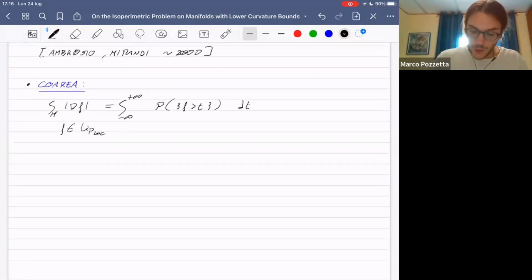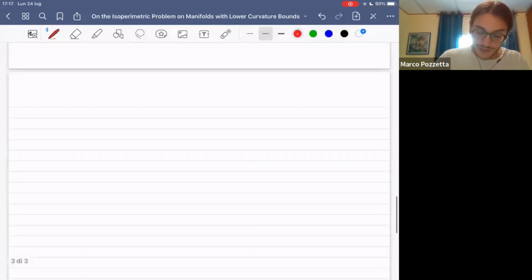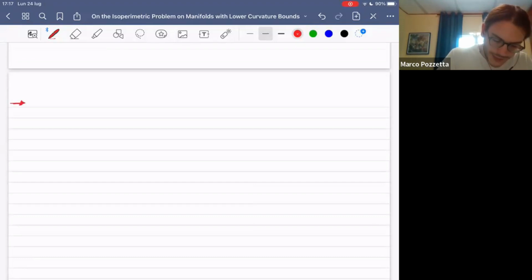Now we move on, and we are ready to define the variational problem that eventually we want to study. So, the isoperimetric problem.